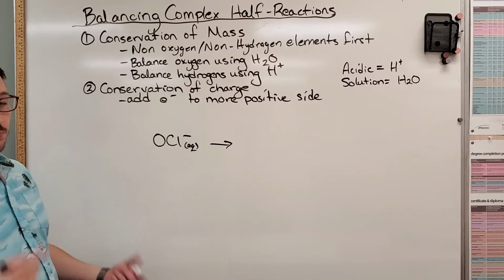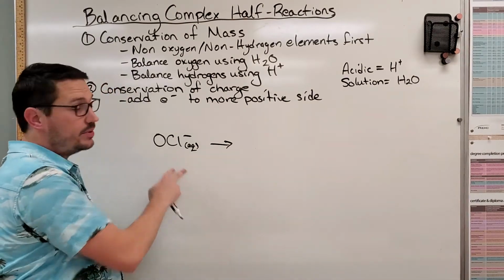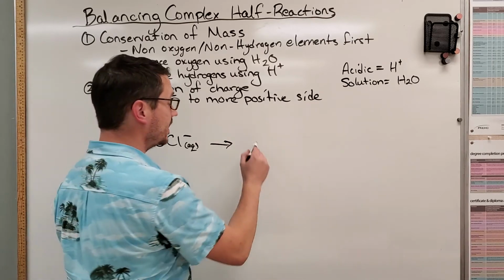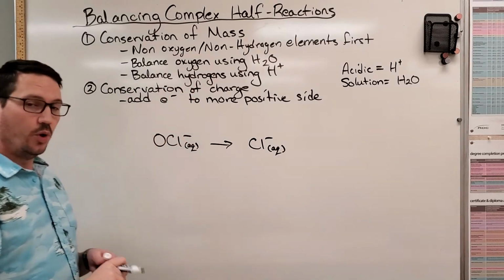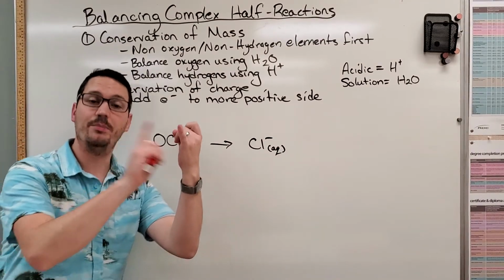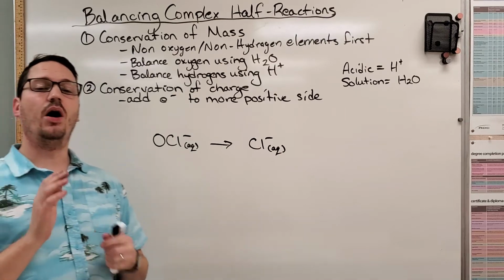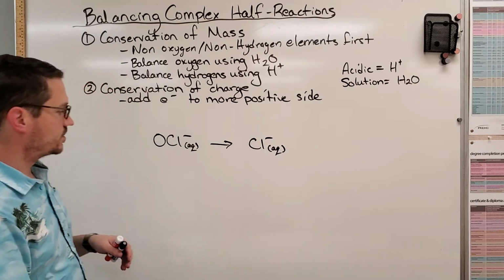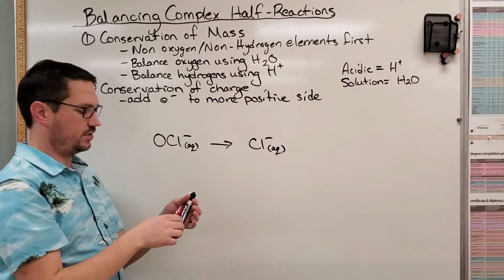Hypochlorite is one of the things that makes bleach bleach. So hypochlorite can be turned into chloride ions. Remember, chloride is the Cl negative ion. So we're going to follow our rules. We've got to do conservation of mass first, and then conservation of charge. For conservation of mass, you always do the non-oxygen and non-hydrogen elements first. The only other element in here is chlorine. 1 Cl, 1 Cl. Good. That's great.